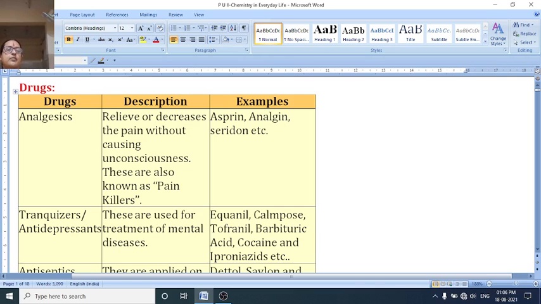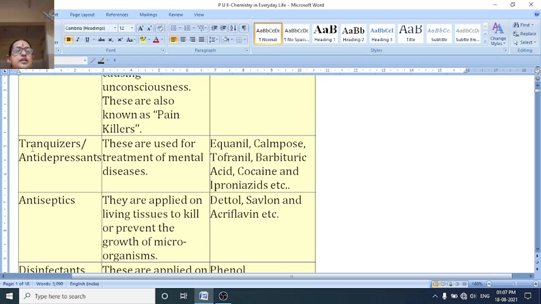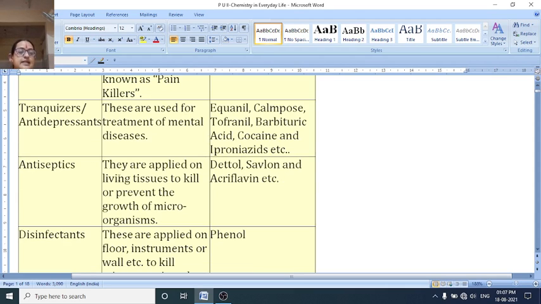So we have studied about drugs, their description and examples, and we are going to revise once again. One is analgesic. They relieve or decrease the pain without causing unconsciousness. They are also known as painkillers. Then we have tranquilizers, also called antidepressants. These are used for treatment of mental diseases.